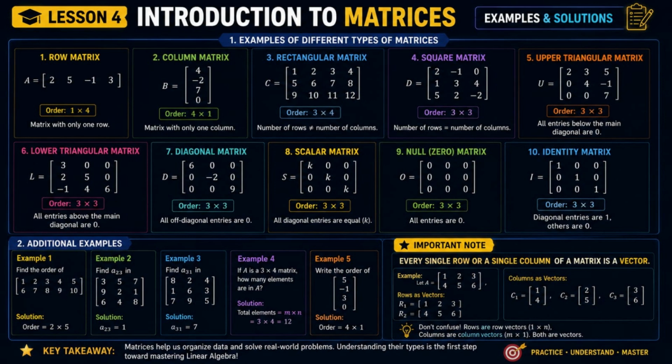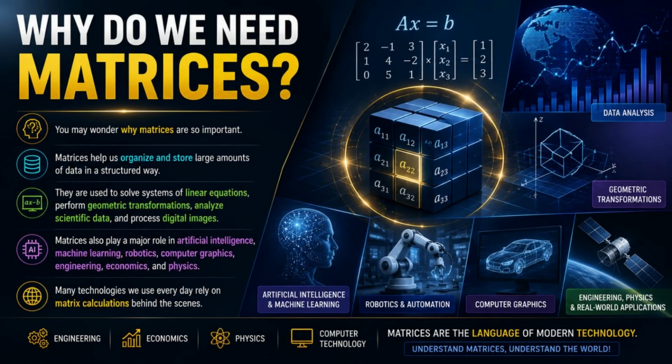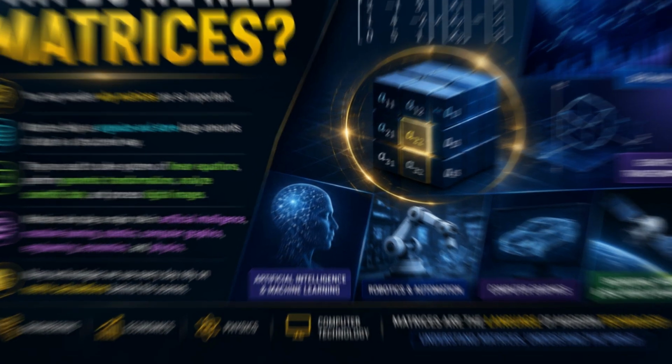Why do we need matrices? You may wonder why matrices are so important. Matrices help us organize and store large amounts of data in a structured way. They are used to solve systems of linear equations, perform geometric transformations, analyze scientific data, and process digital images. Matrices also play a major role in artificial intelligence, machine learning, robotics, computer graphics, engineering, economics, and physics. Many technologies we use every day rely on matrix calculations behind the scenes.